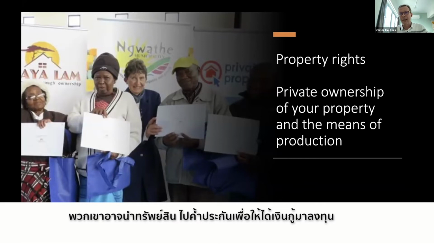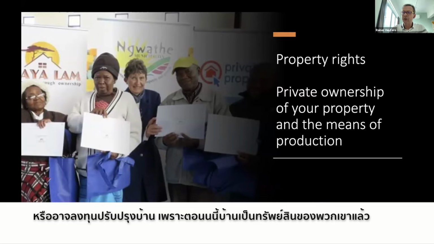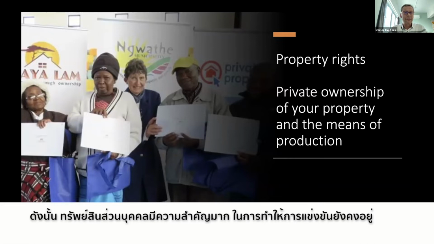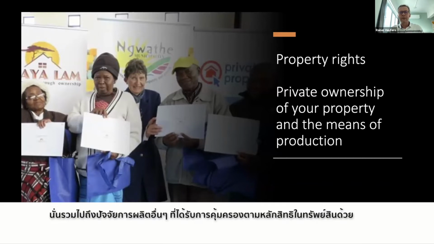They might now be able to get a mortgage loan from a bank, or they might do other things, and also they now have the certainty that they own this. They can actually also invest in improving the house because it's definitely theirs, can't be taken away just tomorrow. So property rights is super important in order to maintain competition. It includes the means of production, includes everything. Private property matters.